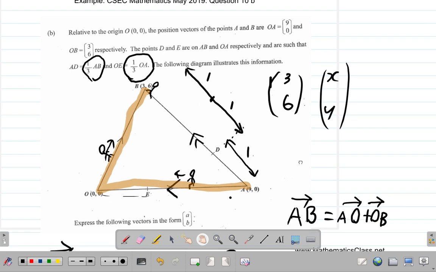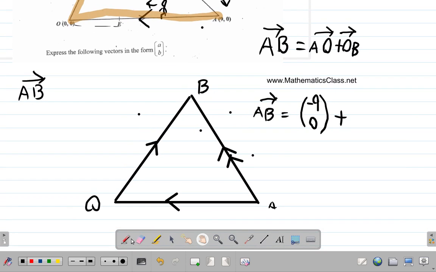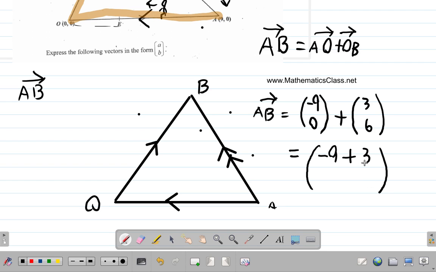OB is (3, 6). It remains as is. (3, 6). Do you see that? Now, what this is saying, you add the x's together to get the new vector. -9 plus 3, 0 plus 6.